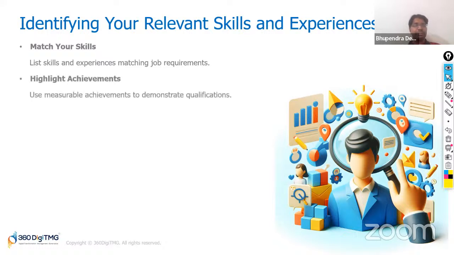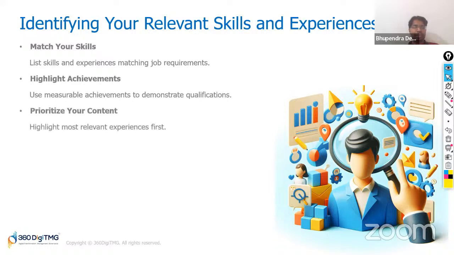You need to highlight achievements. You have to use measurable achievements to demonstrate qualifications. Measurable achievements, well, we say quantifying the achievements. For example, led a team of 25 people to successfully complete a particular project. 25, the number you gave, is measurable, right?